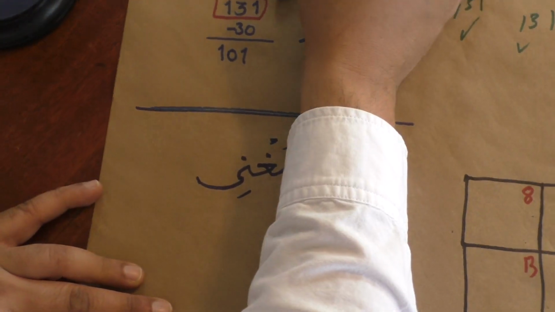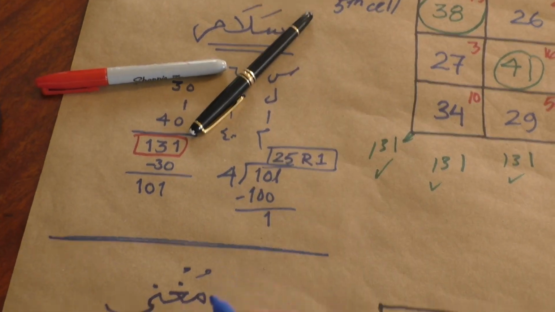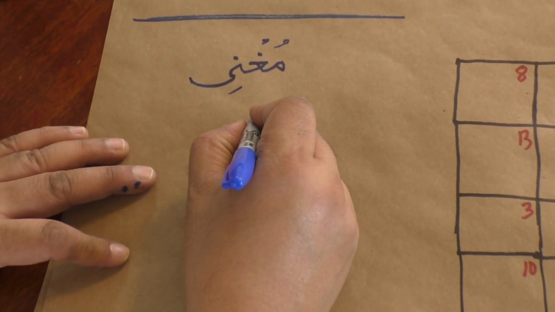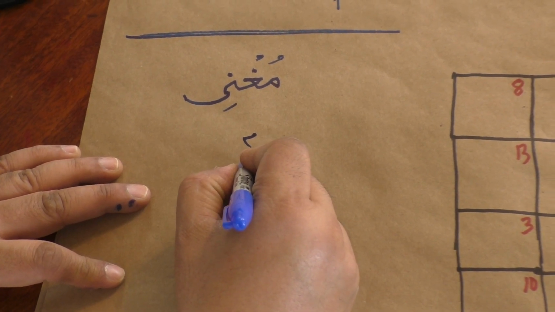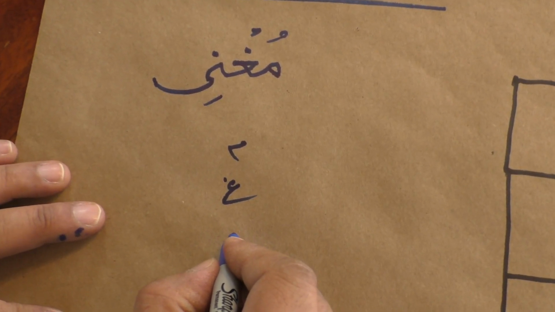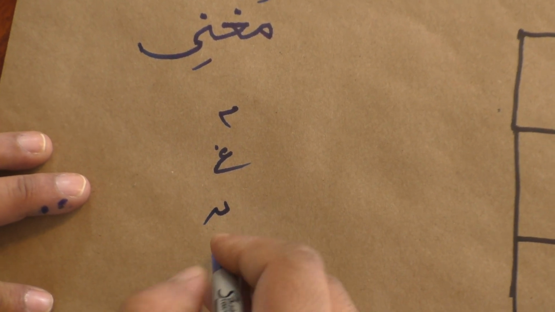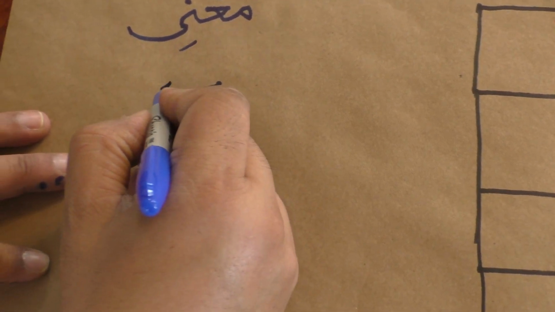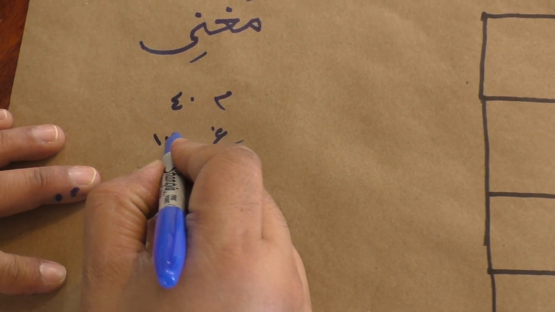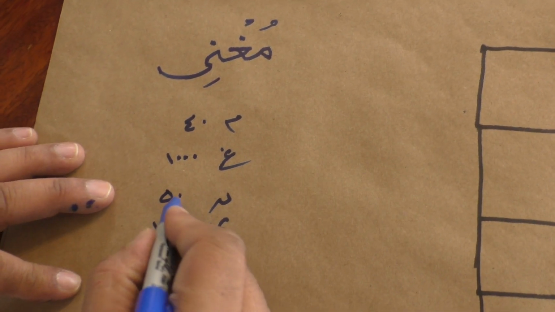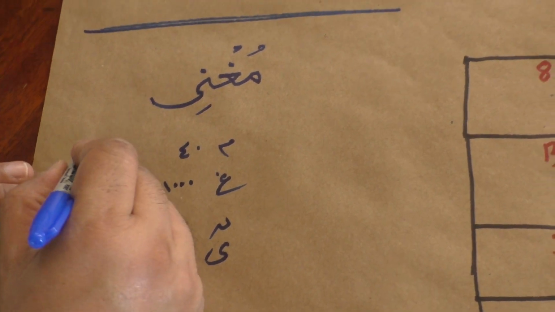Mughni. So we're going to have Mim, Ghain, Noon, and Ya. So this will be Mim is 40, Ghain is 1,000, Noon is 50, Ya is 10. So that gives us 40.